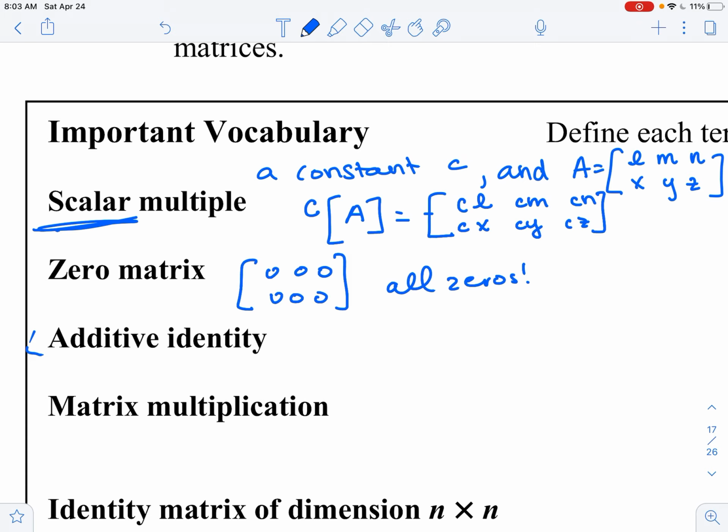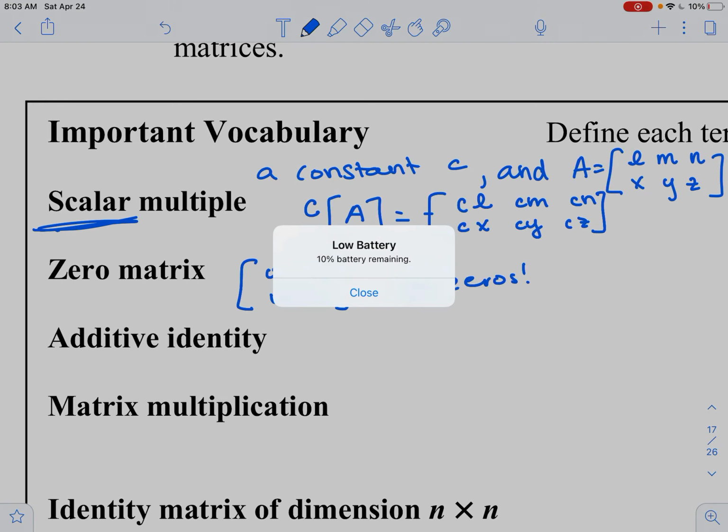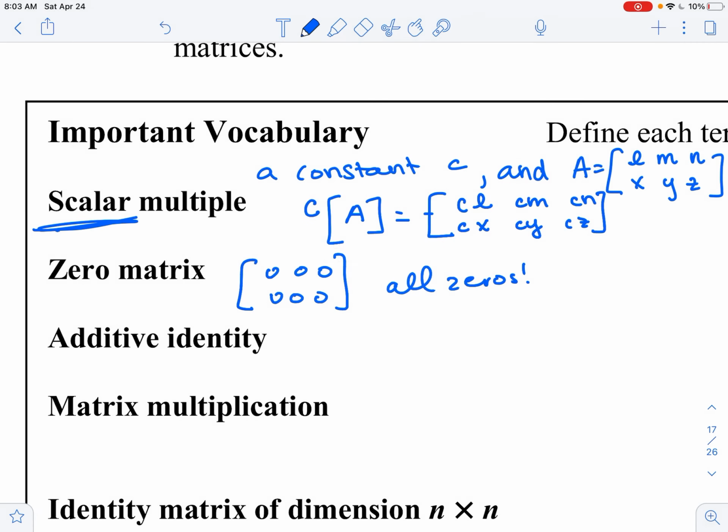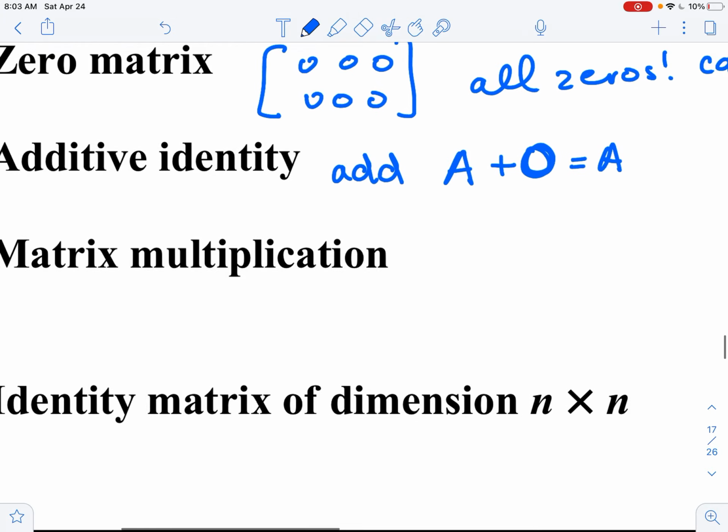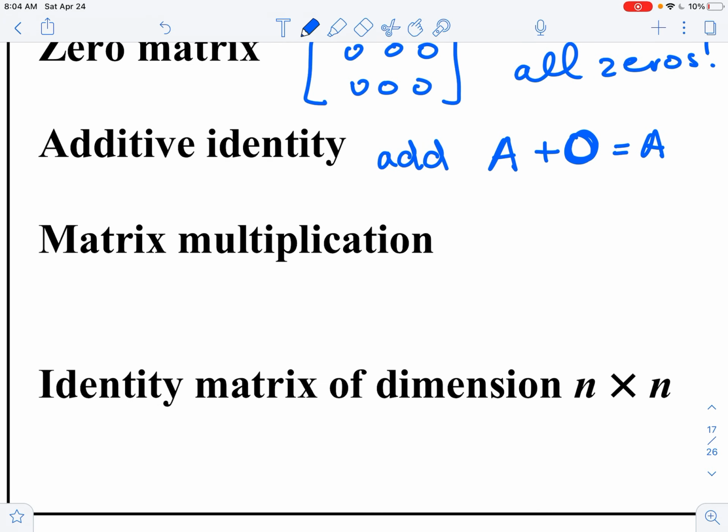An additive identity matrix, just like in order to add a number to another number, to keep it the same, we add 0. When you add, we call this, the zero matrix is called like just a big, thick, round 0. That's the zero matrix. So if I add matrix A plus matrix 0, we get back matrix A because that's the additive identity. When we're talking about matrix multiplication, there's a couple of things that are really important.